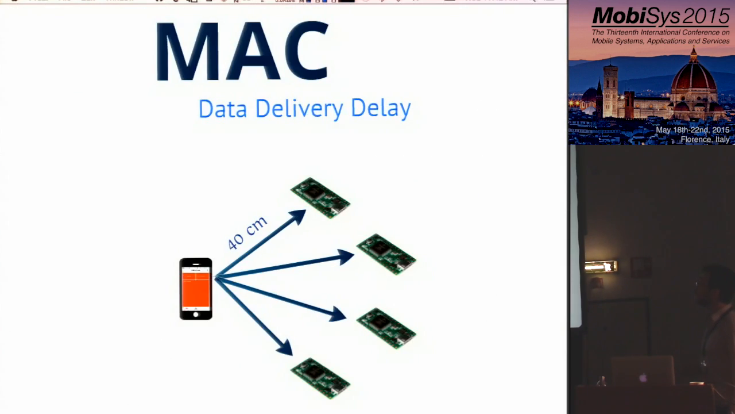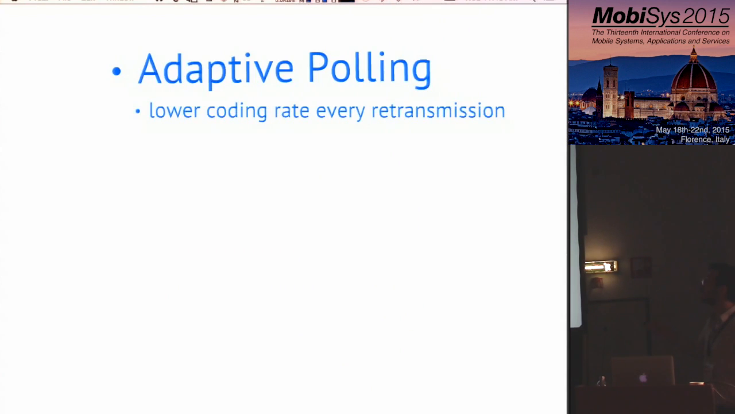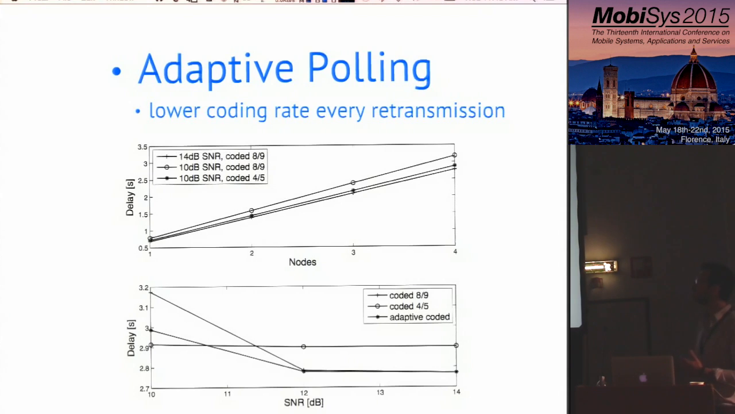In terms of MAC layer evaluation, we test in terms of data delivery delay, so how much time we need to fetch the data. We consider a scenario with 4 nodes 40 centimeters apart from the ViewMaster. And I'm showing here the adaptive polling case. Adaptive in the sense that every time there is a retransmission, meaning a packet is lost, we are able to lower the coding rate so we can increase the robustness of the system. This is possible just because we're using a software-defined solution where we can perfectly adjust the physical layer functions from the upper layer, for example, in this case, from the MAC layer.